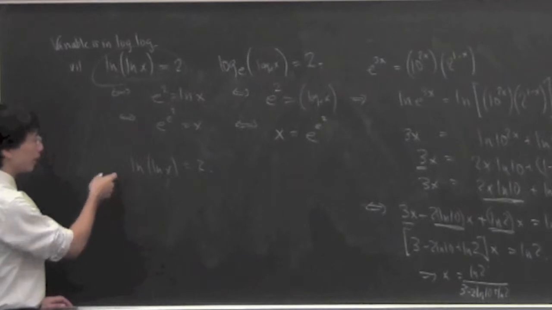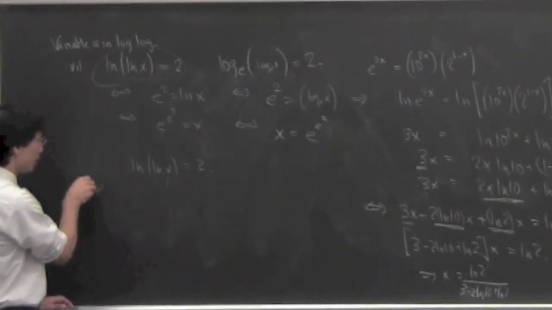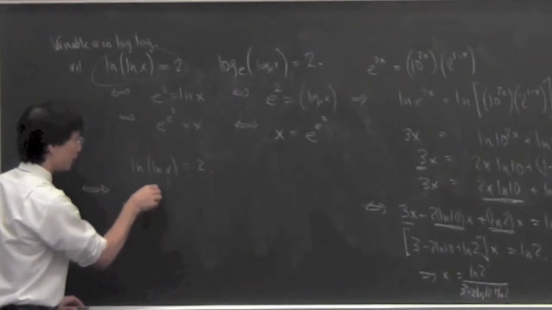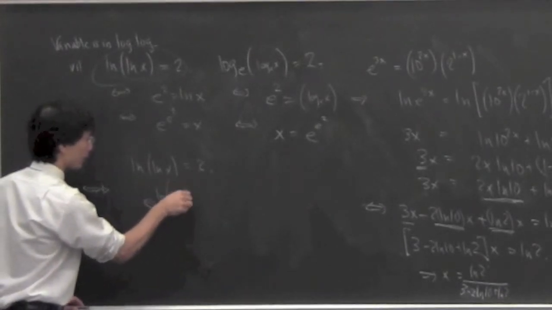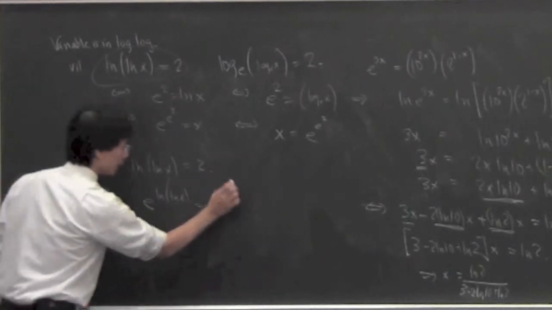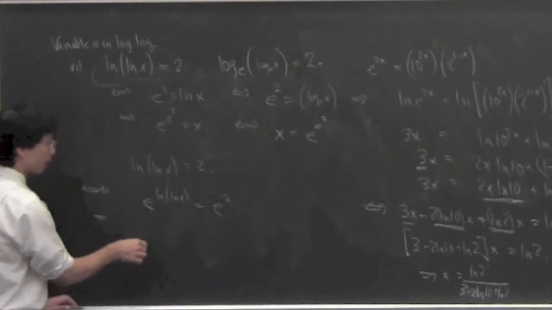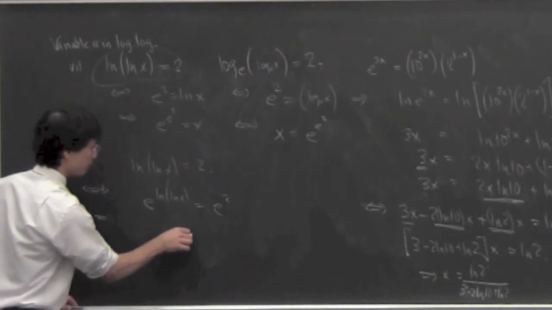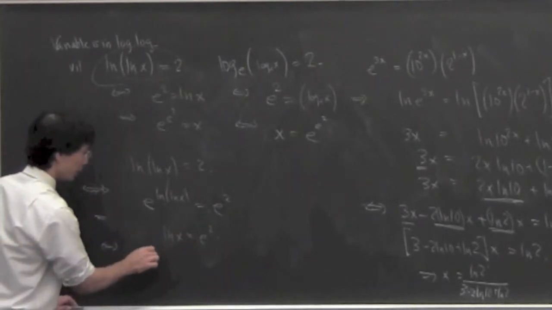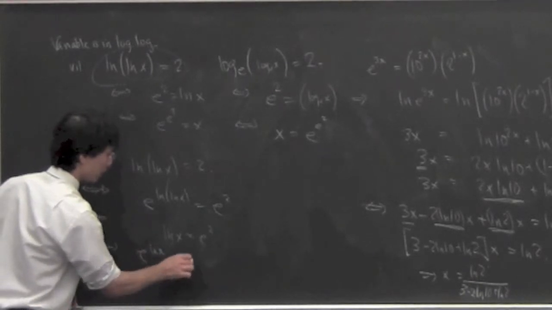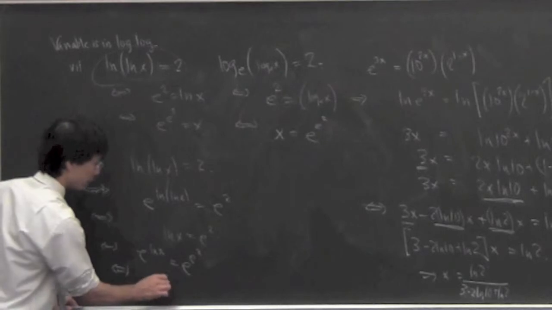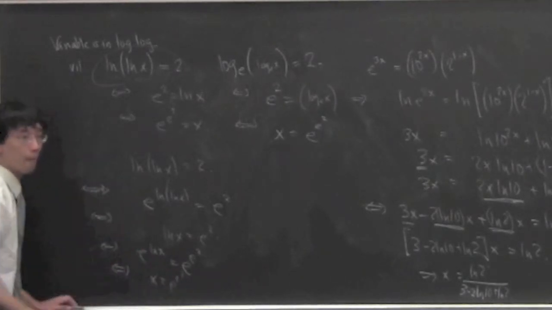Another way of looking at it, and like I said, this is the same way. It's equivalent. You take e to this, right? E to the 2. So you get natural log of x is e squared, and you do it again. Right? E to the natural log of x is e to the e squared. That's the same. x equals e to the e squared.